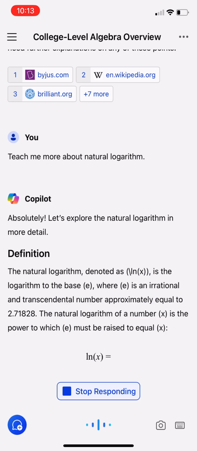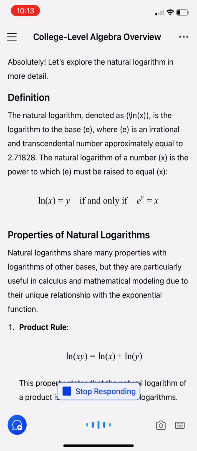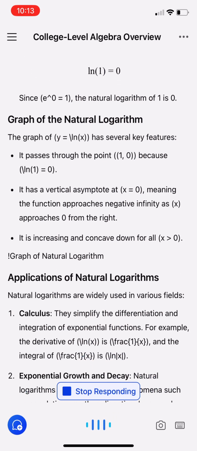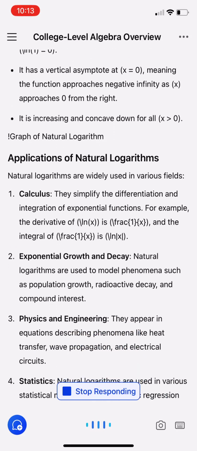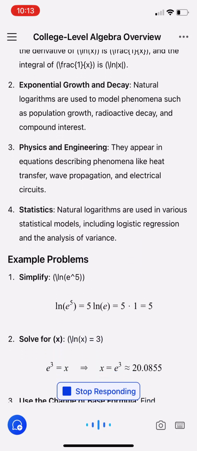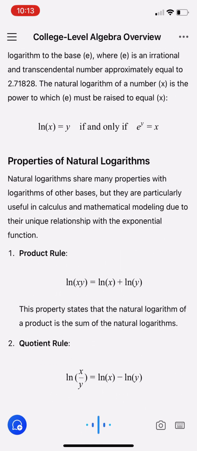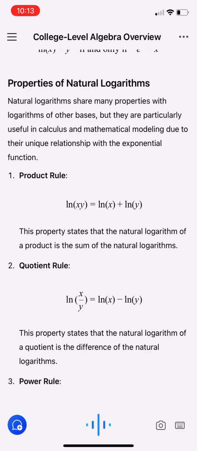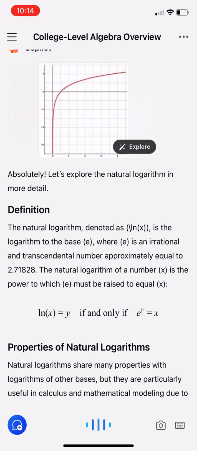Absolutely. Let's explore the natural logarithm in more detail. Definition. The natural logarithm, denoted as ln x, is the logarithm to the base e, where e is an irrational and transcendental number approximately equal to 2.71828. The natural logarithm of a number x is the power to which e must be raised to equal x. ln x equals y if and only if e to the power of y equals x.